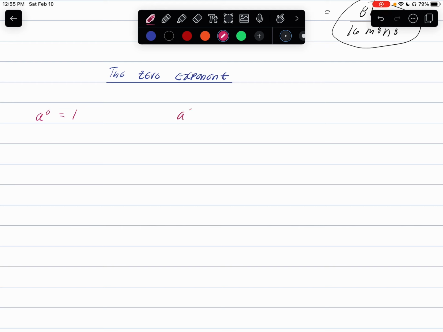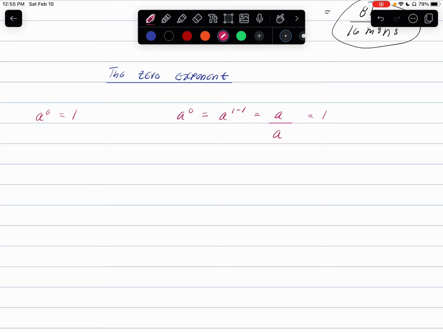So if we have a to the zero, we can rewrite this as a to the one minus one. Or you could think of this as a over a, okay? And anything over itself is just 1. So that's kind of some intuition for it, I guess. But we go ahead and say any number raised to the 0th power is 1, okay?